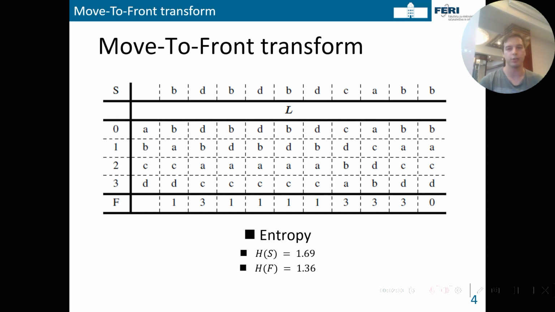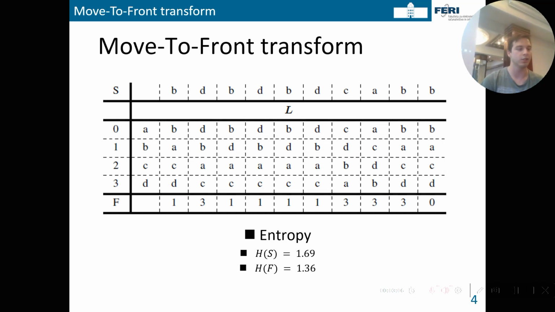where on the top of the table we can see the input stream S, and in the vertical direction we have the state of the list L in each iteration of the move to front transform. So initially the elements in L appear in the alphabetical order, and then we start with the first iteration of the move to front transform, where we find the symbol B in the list.